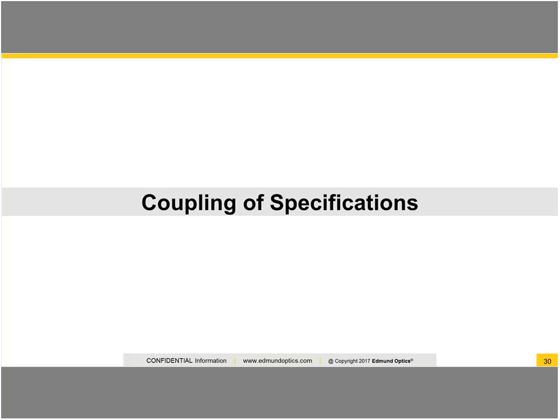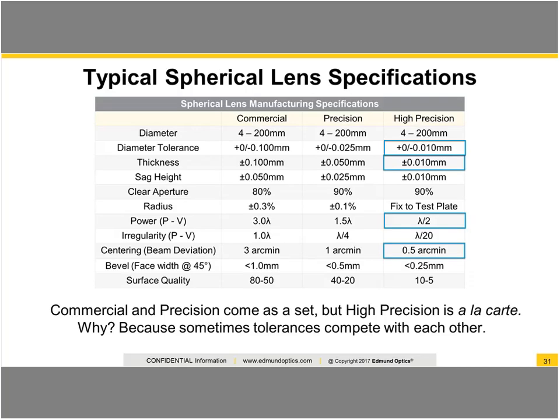And it's important to be aware that these different specifications actually work together, and you can't necessarily specify them however you want. So first, we'll look at 3 sets of specifications that you might want to choose from. The first is our commercial on the left, in the middle is our precision, and our high precision on the right. The commercial and precision specifications come as a group. So if you order a commercial lens, you'll have all those specs. If you order a precision lens, you'll have all those specs at once. However, on the high precision, those are what's available, but they're not always available in every particular case. It depends on what the other specifications might be.